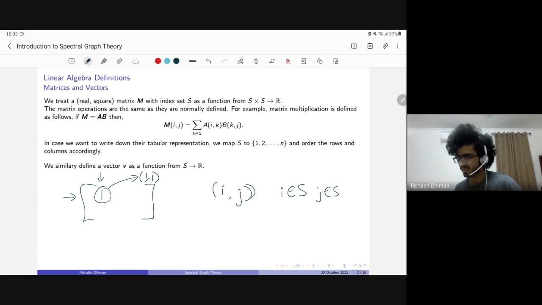And then you can just again define matrix multiplication as you normally do. For example, here you might define it as this, where these are numbers between n and m, but in general you can just replace it with an arbitrary set.